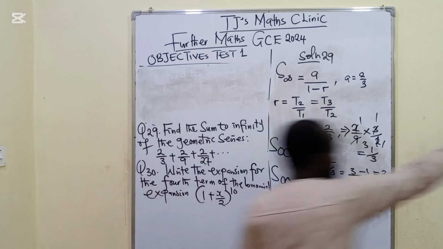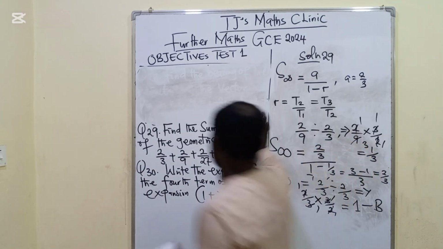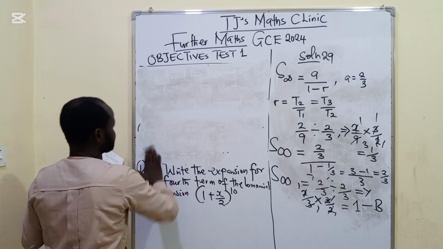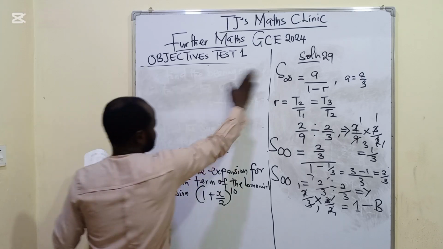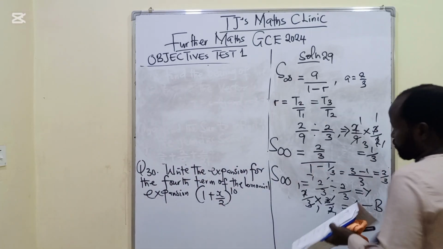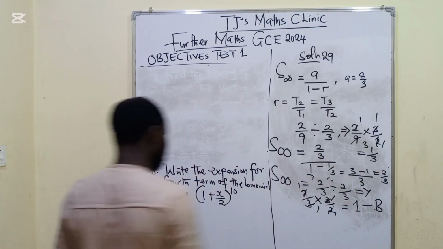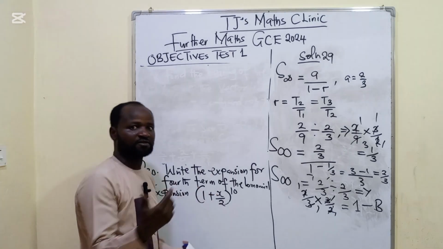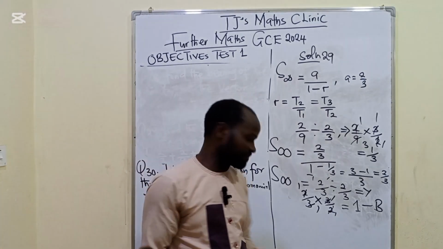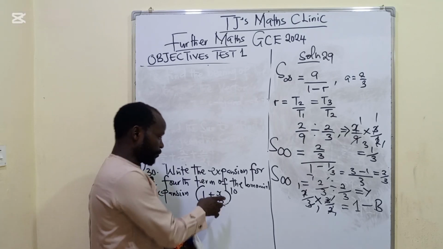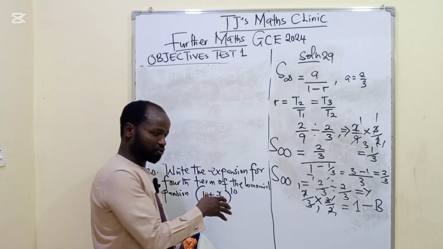The last question, but not the least, is question 30. Let's look at how we can solve 30, and that will be the last question for this presentation. In question 30, we are asked to write the fourth term of the binomial expansion of this, under binomial theorem. Very important. We are asked to find the fourth term when we expand this binomial expansion.